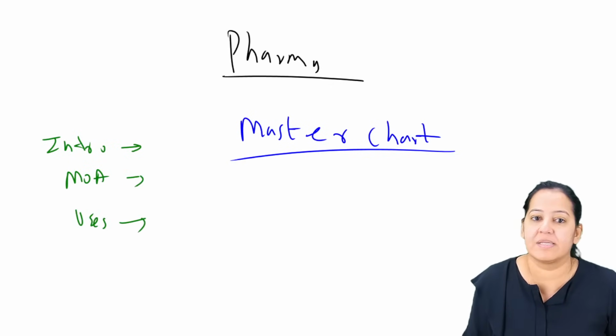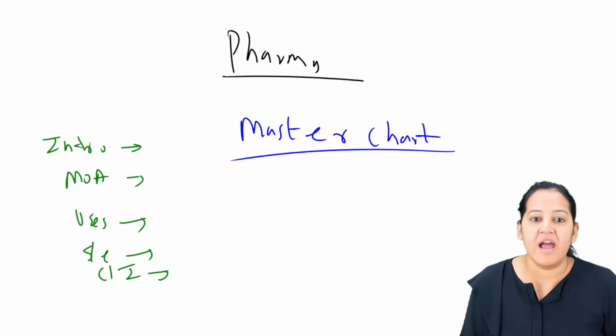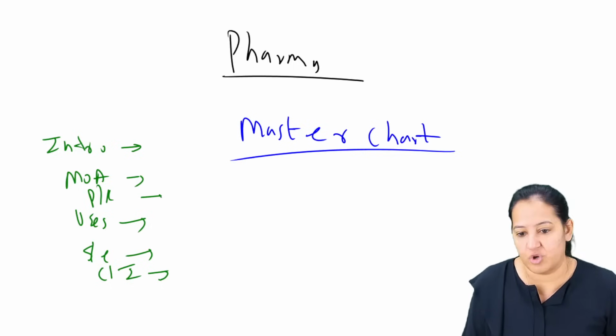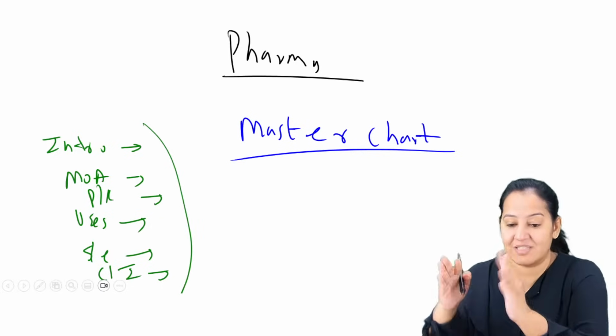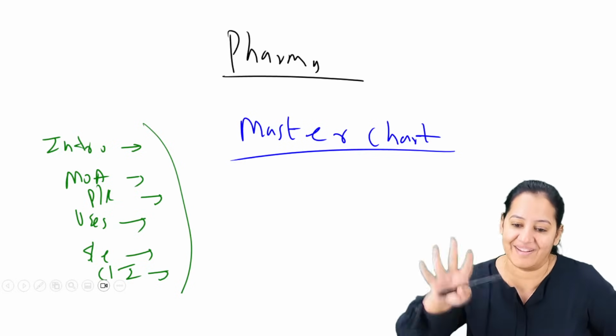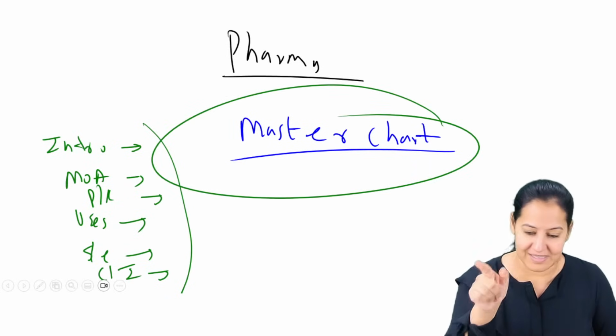One of the headings will be uses. One of the headings is side effects. Sometimes we have contraindications, not always. And pharmacokinetics wherever applicable, not always. So under these fixed headings, convert the entire prototype drugs into tabulated columns and read that. Call them master charts. The way to study pharma is master charts.